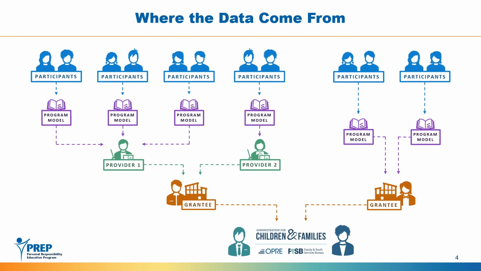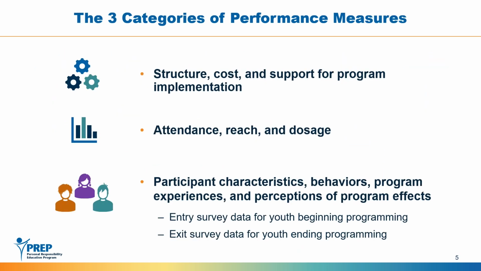As you can see here, all of the data from these different levels funnel into ACF through the process of performance measures data submission. There are three broad categories of performance measures. They are structure, cost, and support for program implementation, attendance, reach, and dosage, and participant characteristics, behaviors, program experiences, and perceptions of program effects. The data collected for that third category comes from the entry and exit surveys that youth participants complete as they begin and end a program.